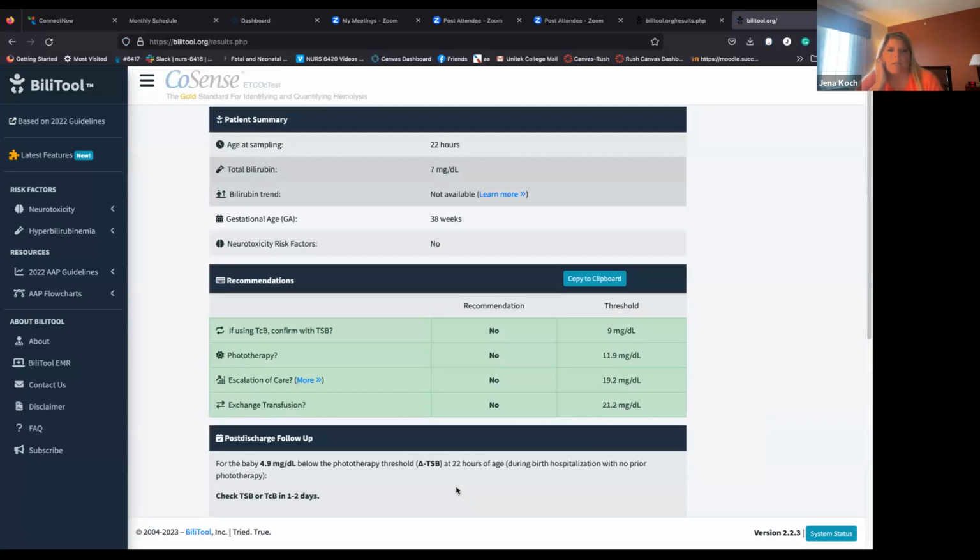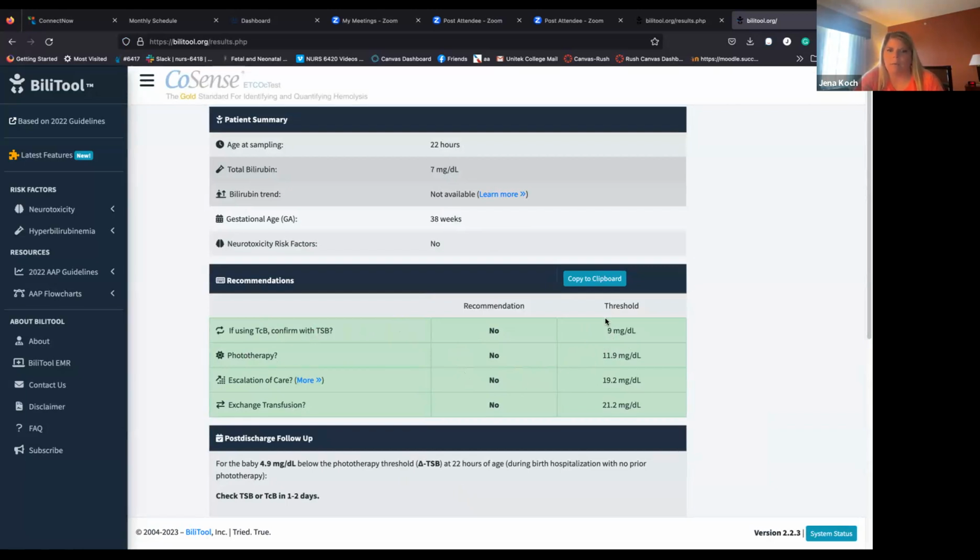So we took the sample at 22 hours. It was a TCB, meaning it's the one that's transcutaneous, so it was not a blood draw. It'll tell us, do we need to confirm with the total serum Billy? No, because the threshold is 9, and we came in at 7. Do we need to start phototherapy? No, the threshold is 11.9.